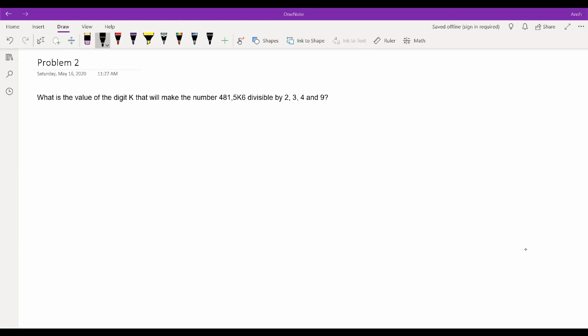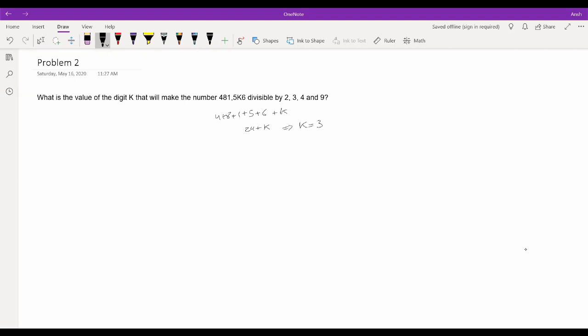So what we can do from the start is ignore some of the restrictions, specifically 2 and 3, as if it is divisible by 4 and 9, it's automatically divisible by 2 and 3 as well. Therefore, we only need to check 4 and 9. Let's start with 9. The divisibility rule for 9 is that all of the digits sum to a multiple of 9. The sum of the digits in this number is 4 plus 8 plus 1 plus 5 plus 6 plus k, which turns into 24 plus k. And as k is a digit, for this to be a multiple of 9, k has to equal 3, as k must be less than 9 itself.